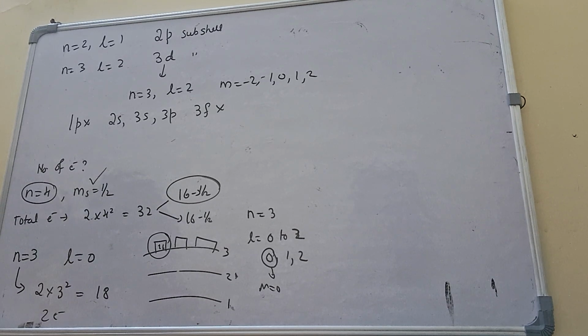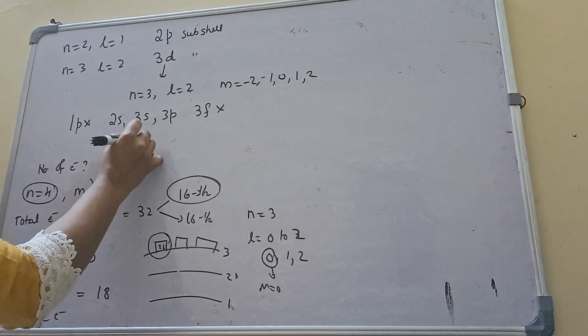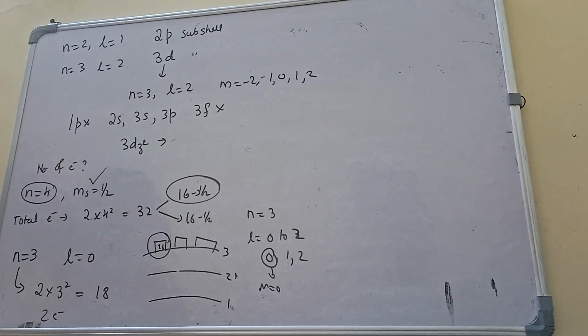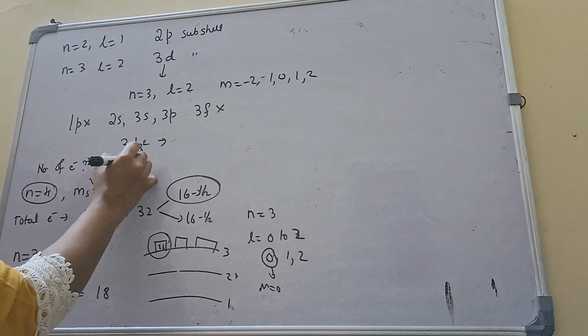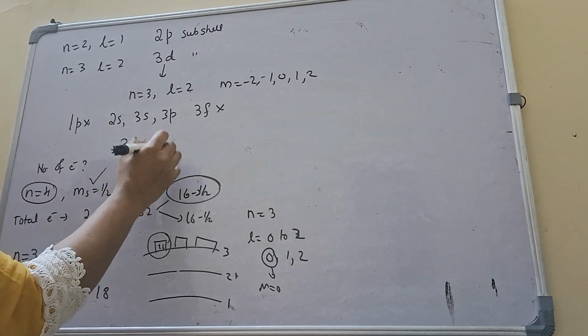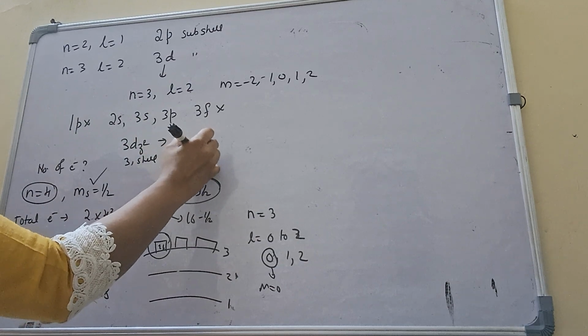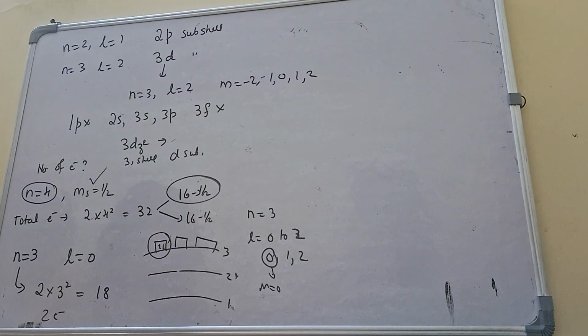Alright? Suppose if they give you something like this, 3dz square. How many electrons can have this? Now, dz square in general is in the third shell, d subshell, dz square is the name of the orbital. So what will be the number of electrons in the dz square? Each orbital will have 2 electrons. So here also it will be having 2 electrons. Okay, so they can ask you these kind of questions.